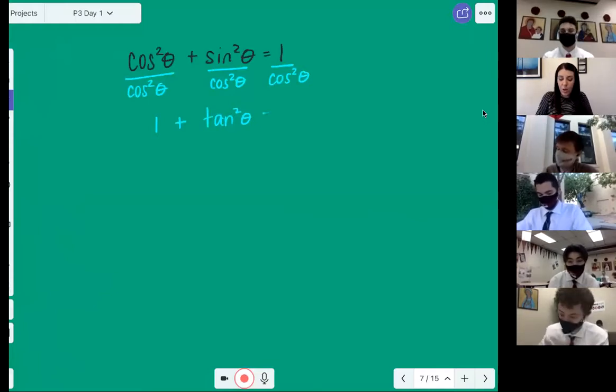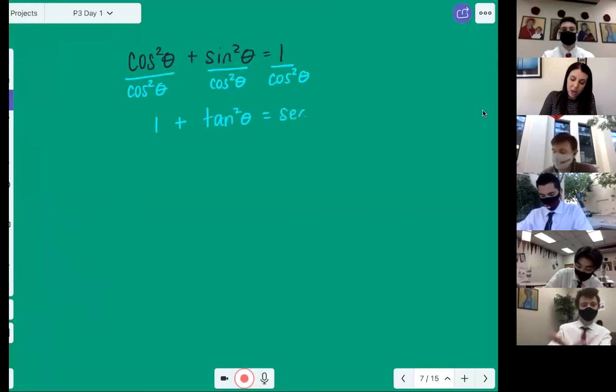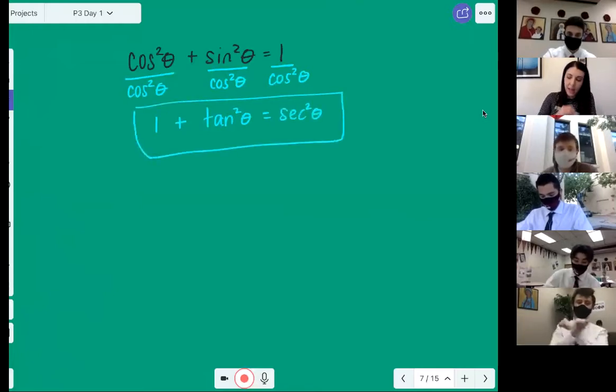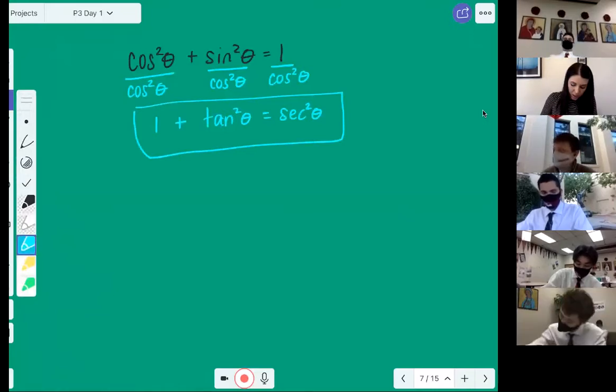Okay, Elijah, last one. 1 over cosine squared. What do you think you get out of that? Secant squared. Perfect. Exactly right. So that's our second trig identity for Pythag: 1 plus tangent squared is equal to secant squared. I said there's 3 that we're going to focus on, so we're going to do another one.